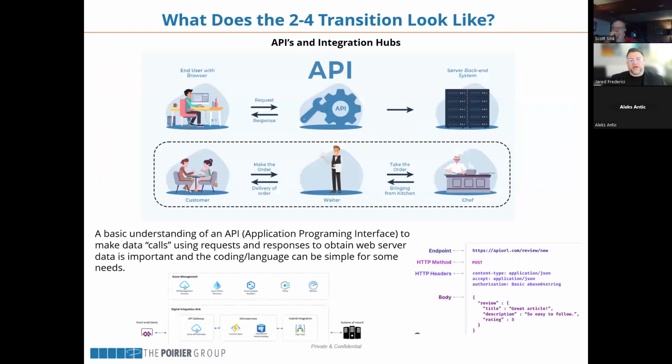I think another piece, again, quickly on this, is how do we work with APIs, application programming interfaces, to make data calls using requests against nodes to pull web-based data in, because how many times are we working with web-based sources? I think there's a really interesting analogy of the waiter, customer, chef, in terms of the role of the API that you could kind of look at.